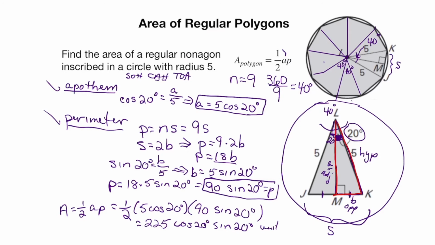Now this is how you would leave it if they said find the exact area. But most of the time, or at least in this example, I don't want that. I'm just going to get a rounded number. So I'm going to go now to the calculator.